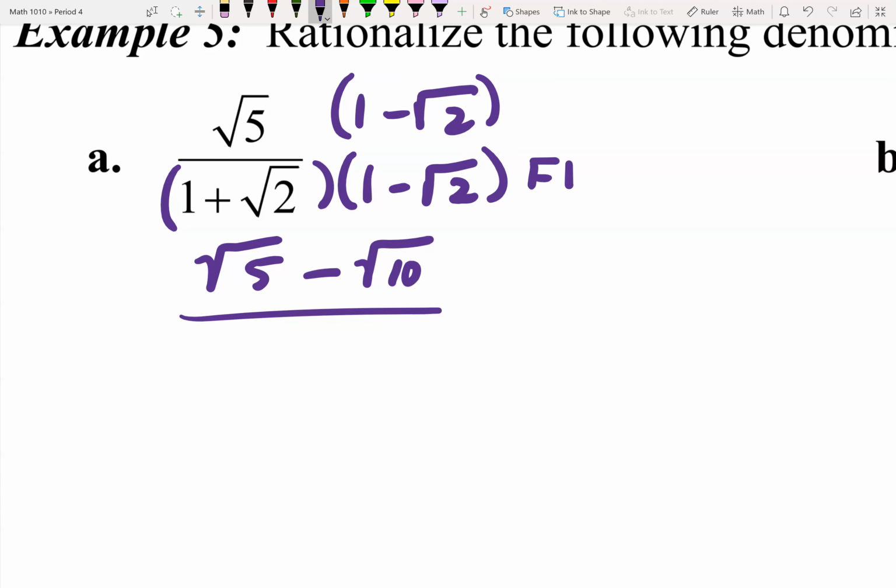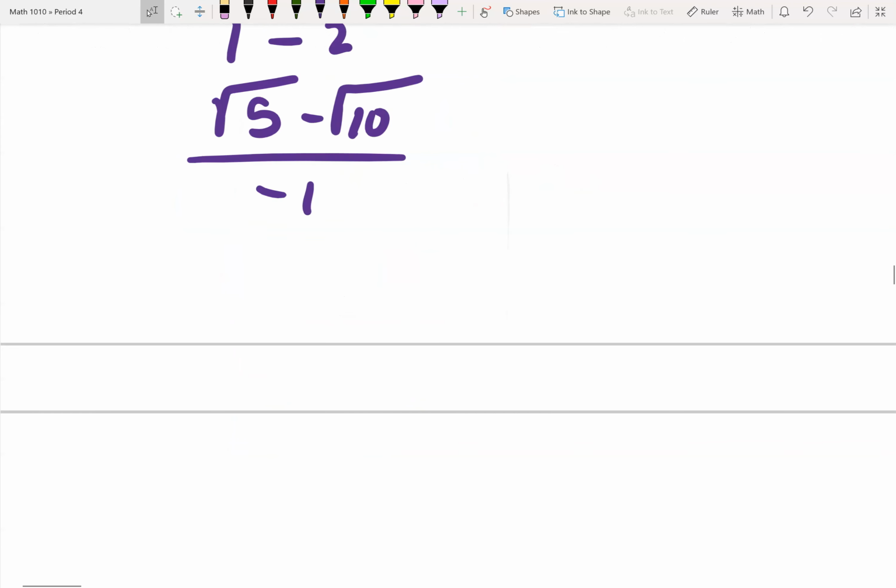On the bottom, F and L. Why not a full-blown FOIL? Conjugates. Perfect. Quick, concise, everybody gets it. Yep. 1 times 1 is 1. Positive times a negative is a negative. Square root of 2 times the square root of 2 is 2. The square root of 5 minus the square root of 10 over negative 1.